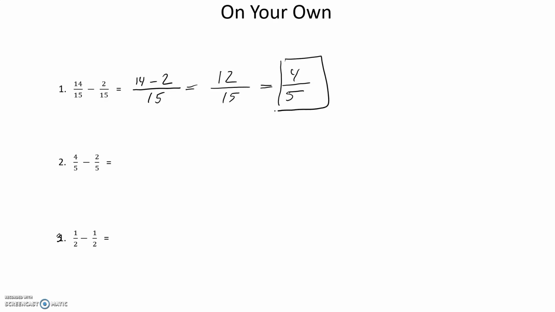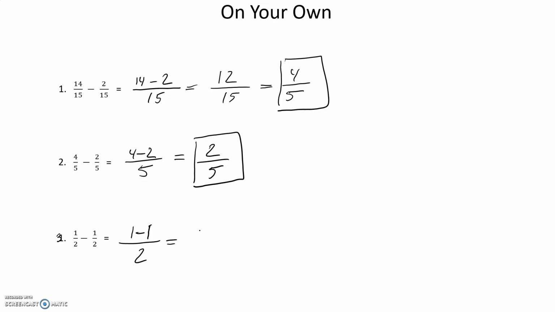All right, number 2, 4/5 minus 2/5, so that's the same thing as 4 minus 2, over 5, which equals 2/5, and that is already simplified. And the last one, 1/2 minus 1/2, so it's the same thing as 1 minus 1. The denominator stays the same, equals 0/2, which equals 0.